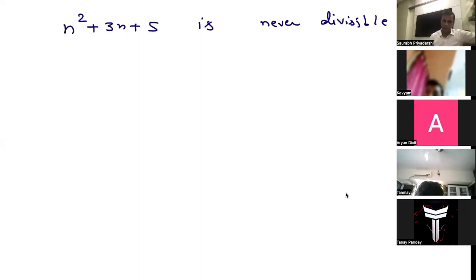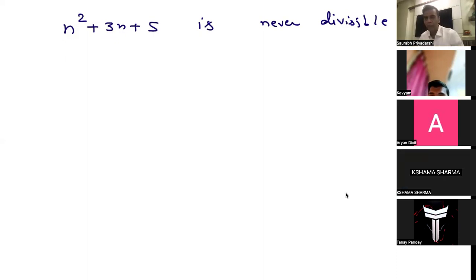Very good, very good. Kavyam, Hasma, please explain your point. Sir, I took this number as 11k, so n square plus 3n plus 5 minus 11k is 0, and its discriminant is coming as 121k minus 11. So discriminant is divisible by 11, so n cannot be divisible by 11.